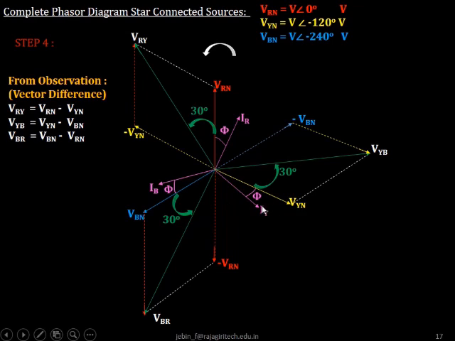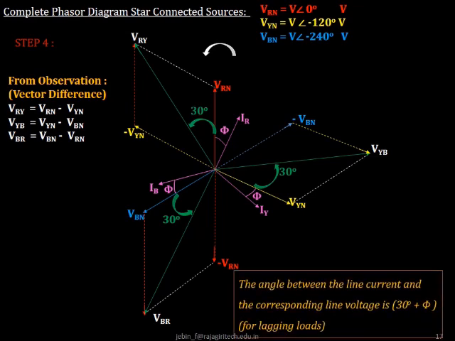Again, here also I can say that IY is lagging the voltage VYN. Remember, this is being rotated in the anti-clockwise direction with an angular speed of omega, so that's why we say this is lagging the voltage. Now, if I measure the angular displacement between IR and VRY, it is nothing but 30 plus phi. So I can conclude that in a balanced star connected system, the angular displacement between the line current and the line voltage is 30 plus phi, where the currents are lagging.